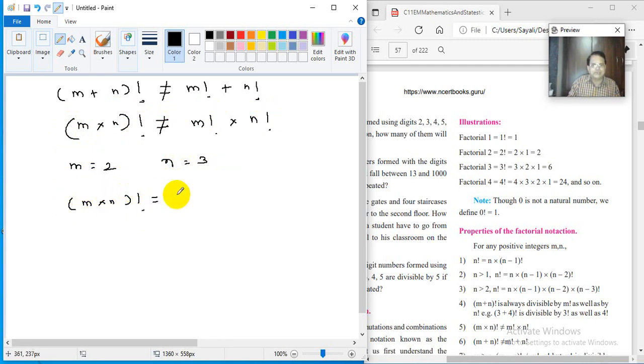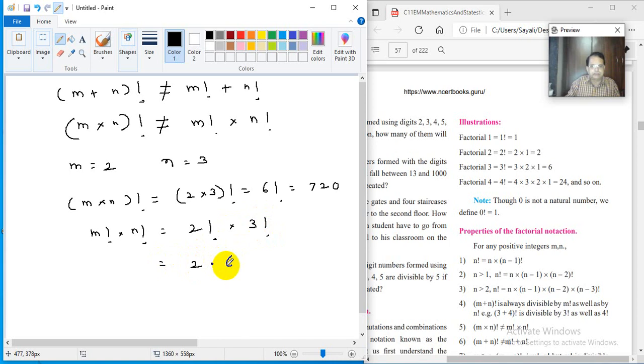Okay, that means this will be 2 into 3 factorial, which is equal to 6 factorial, and you know 6 factorial is 720. Now you are talking about m factorial into n factorial. So m factorial into n factorial, it means what? It will be 2 factorial into 3 factorial. But what is 2 factorial? 2. What is 3 factorial? 6. So it will be what? Right, this is 6, so it will be 12.